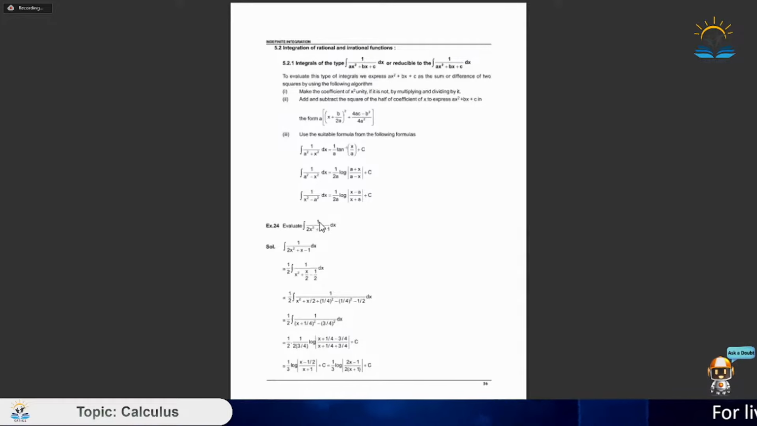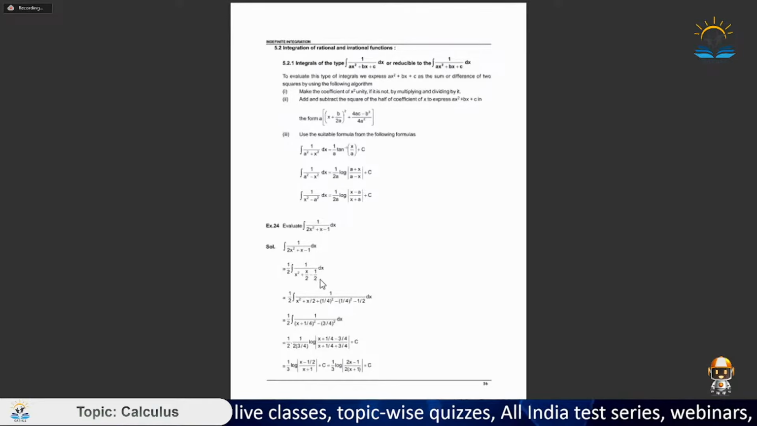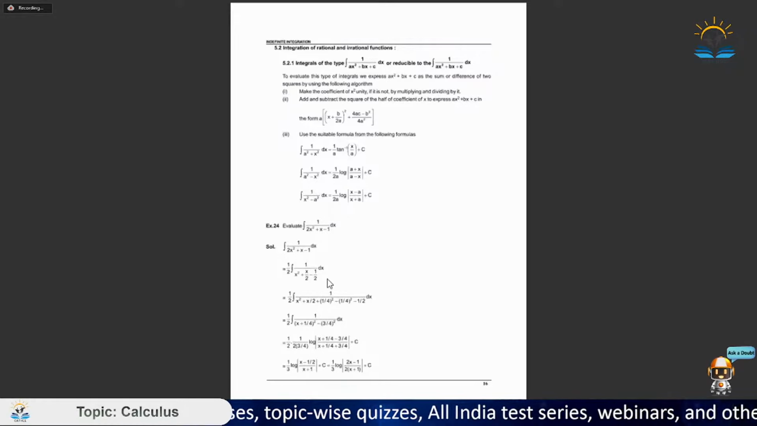So suppose we have a quadratic 1 by 2x square plus x minus 2. First of all, we will take the 2 out, and we get x square plus x by 2 minus half. So this is basically x square plus 2 times x into 1 by 4. Here we will add 1 by 4 whole square and we will subtract 1 by 4 whole square. After evaluating this, we get minus 3 by 4 whole square. And here we have x plus 1 by 4 whole square minus 3 by 4 whole square.